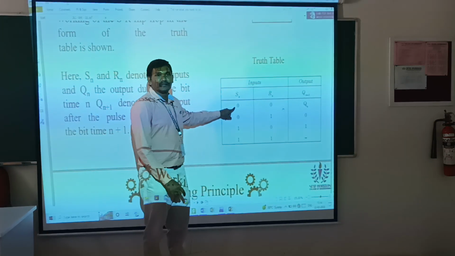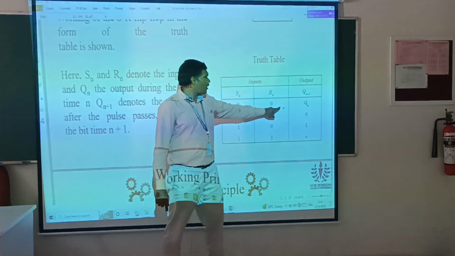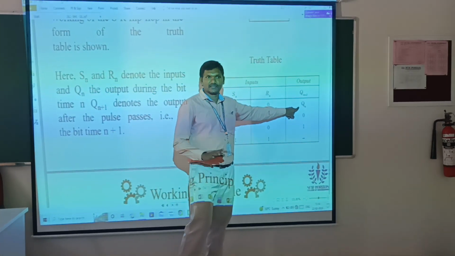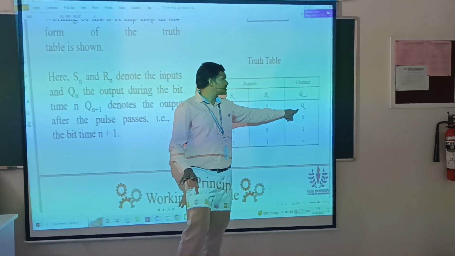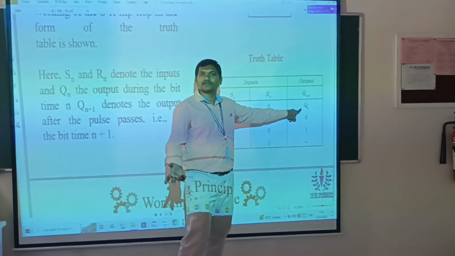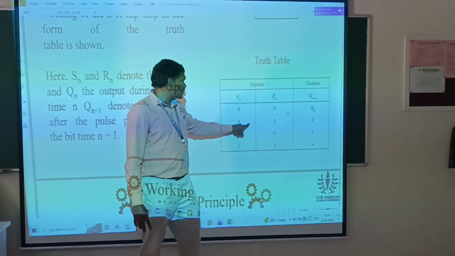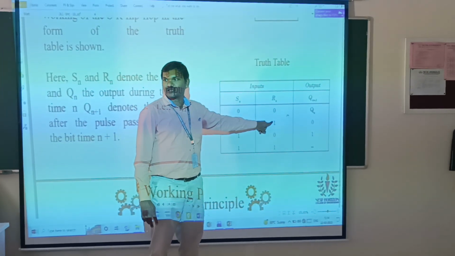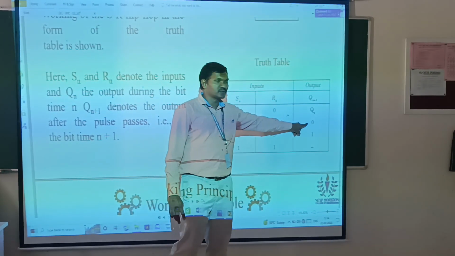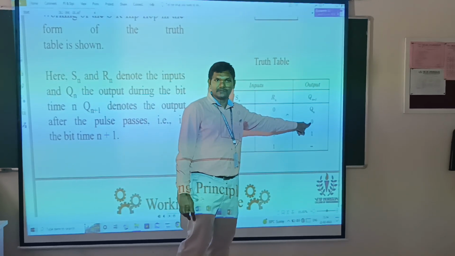So the first case, when I give the input as 0 and 0, the output is going to remain as the previous state. If the previous state is 1, the next state also is going to be 1. If the previous state is 0, the next state will also be 0. Second case, 0, 1. What does this correspond to? It corresponds to reset. So irrespective of whatever may be the previous state, the next state should be equivalent to 0.